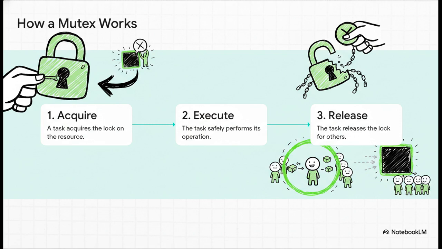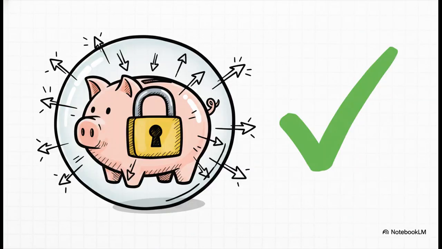First, a task acquires the lock. That's like hanging the sign on the door. Second, it executes its code safely, all by itself. And third, it releases the lock, taking the sign down so the next task waiting in line can finally have its turn. So, what's the result of all this?